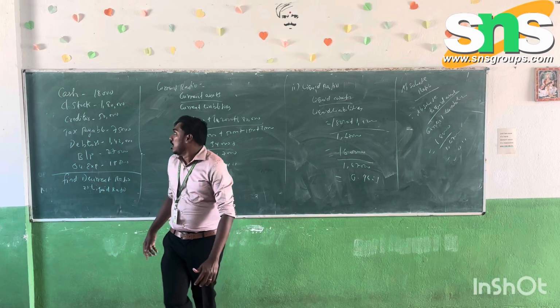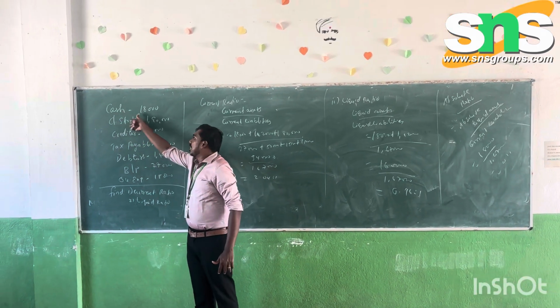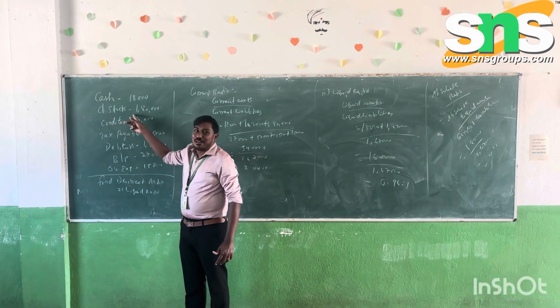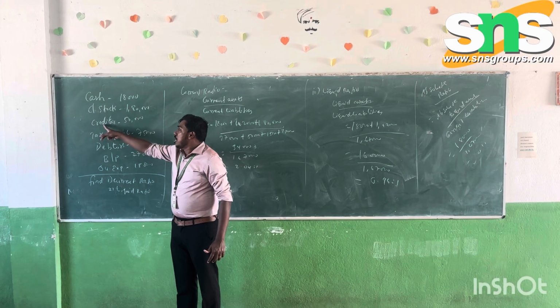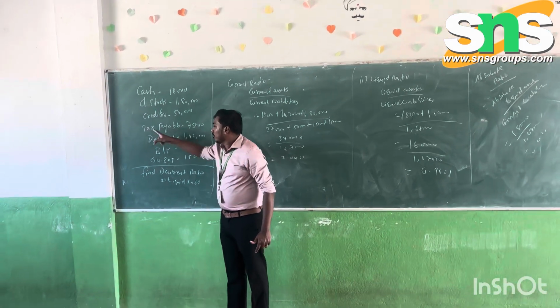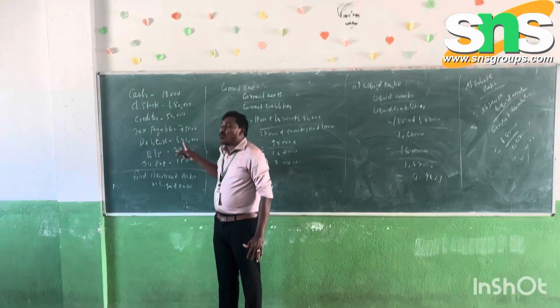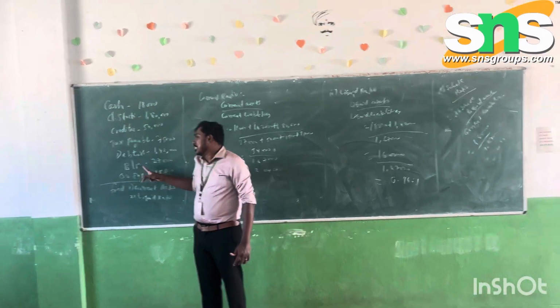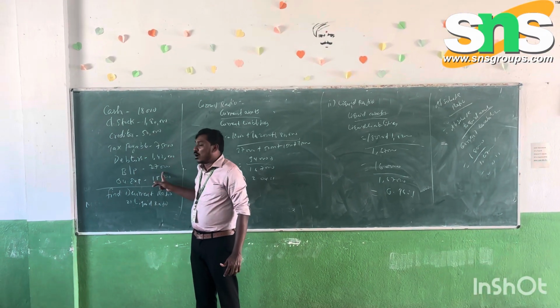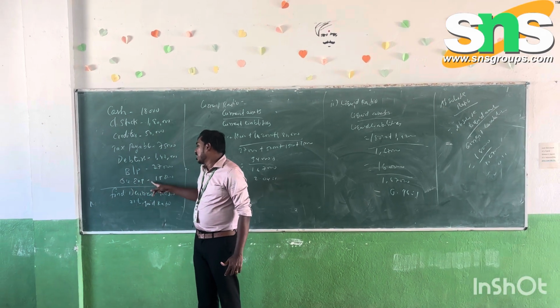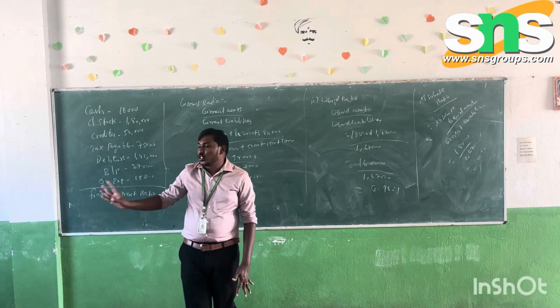Here, see the first one: they are giving cash 18,000. Closing stock will be 1,80,000. Creditors 50,000. Tax payable should be 75,000. Then debtors should be 1,42,000, and the bills payable should be 27,000. Then outstanding expenses should be 15,000. This should be the costing.